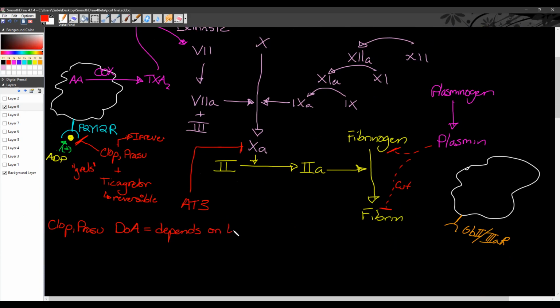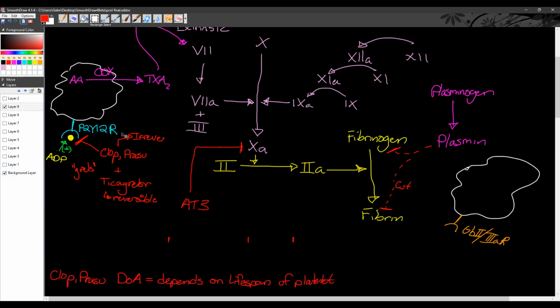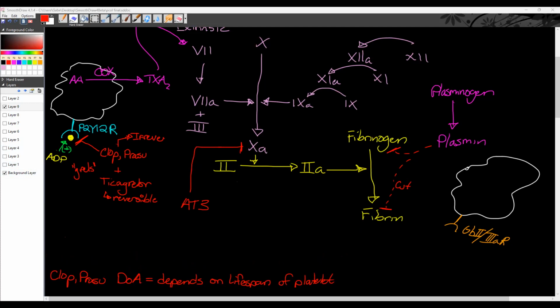Depends on the lifespan of the platelet, right? Because platelets do not have a nucleus, they're not going to be able to create more P2Y12 to recover that dead receptor. So in this case, the duration of action of the drug is going to be somewhat closer to the lifespan of the platelet itself. So about 7 to 13 days, I think.